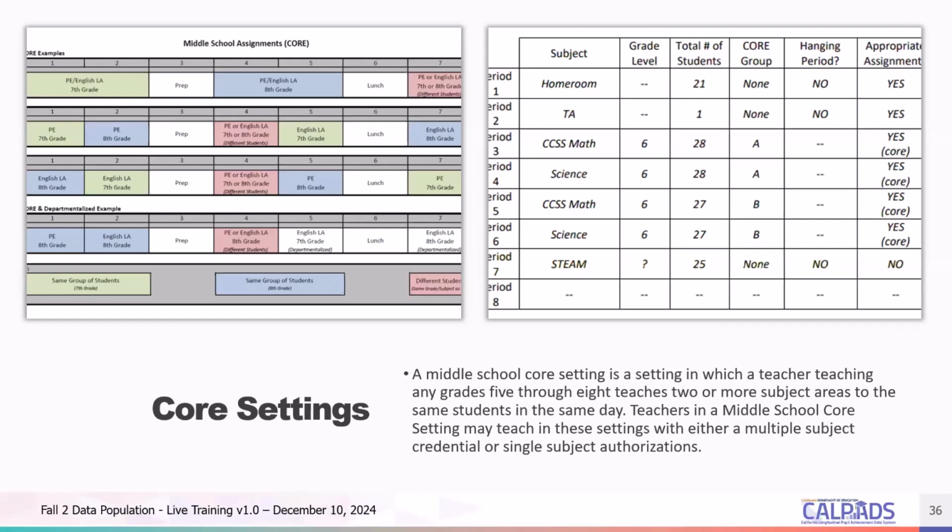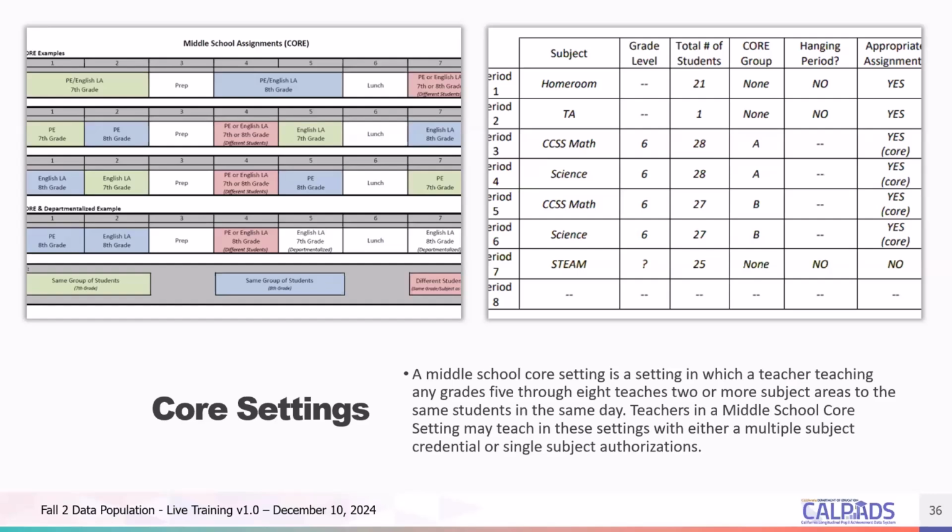Some middle grade teaching assignments may be in a core setting, which is an option that blends the self-contained and departmentalized classroom settings. Education code defines a core setting as a setting in which a teacher is assigned on the basis of a credential that authorizes service in a self-contained classroom, and this can be either a multi-subject credential or a standard elementary teaching credential. So that's the first criteria. We have a teacher with either a multi-subject or a standard elementary teaching credential, a self-contained credential.